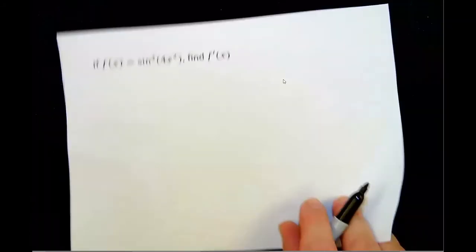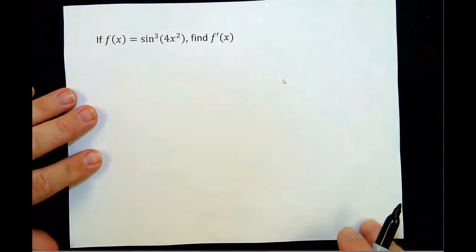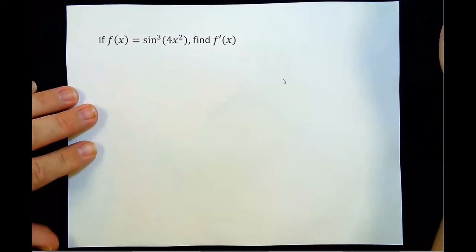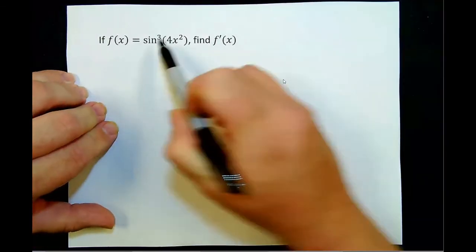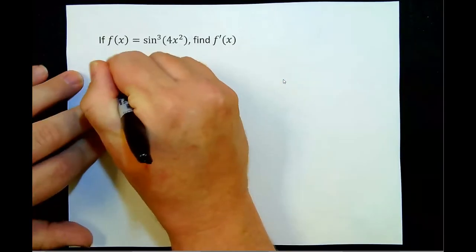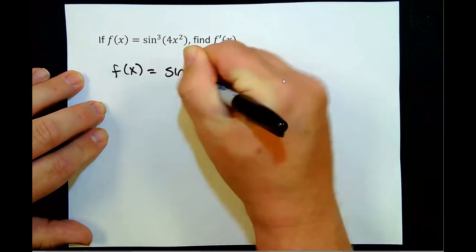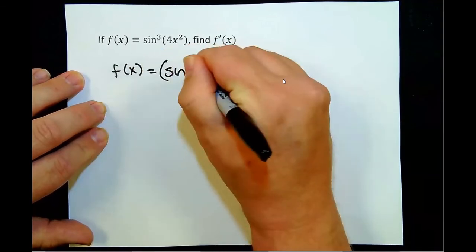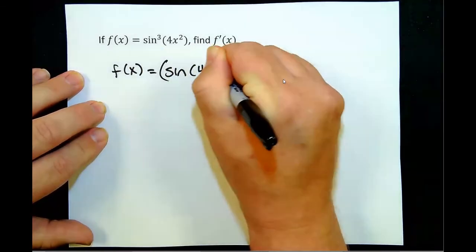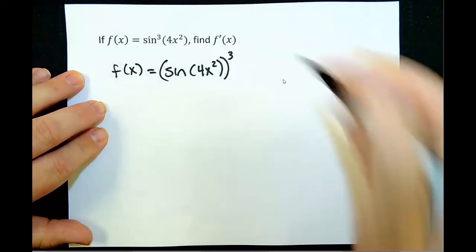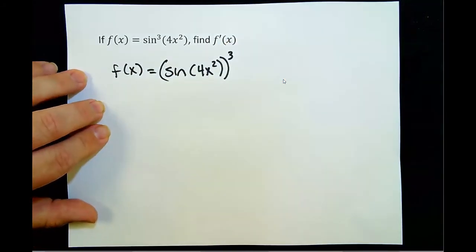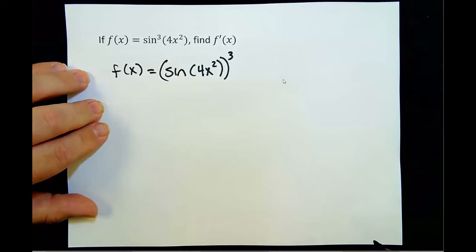This is more what I was thinking. These are kind of difficult because you have to recognize what this sine cubed means. Remember, this is the same thing as saying sine of 4x squared, cubed. So this is one of those cases where we're going to end up doing chain rule twice.